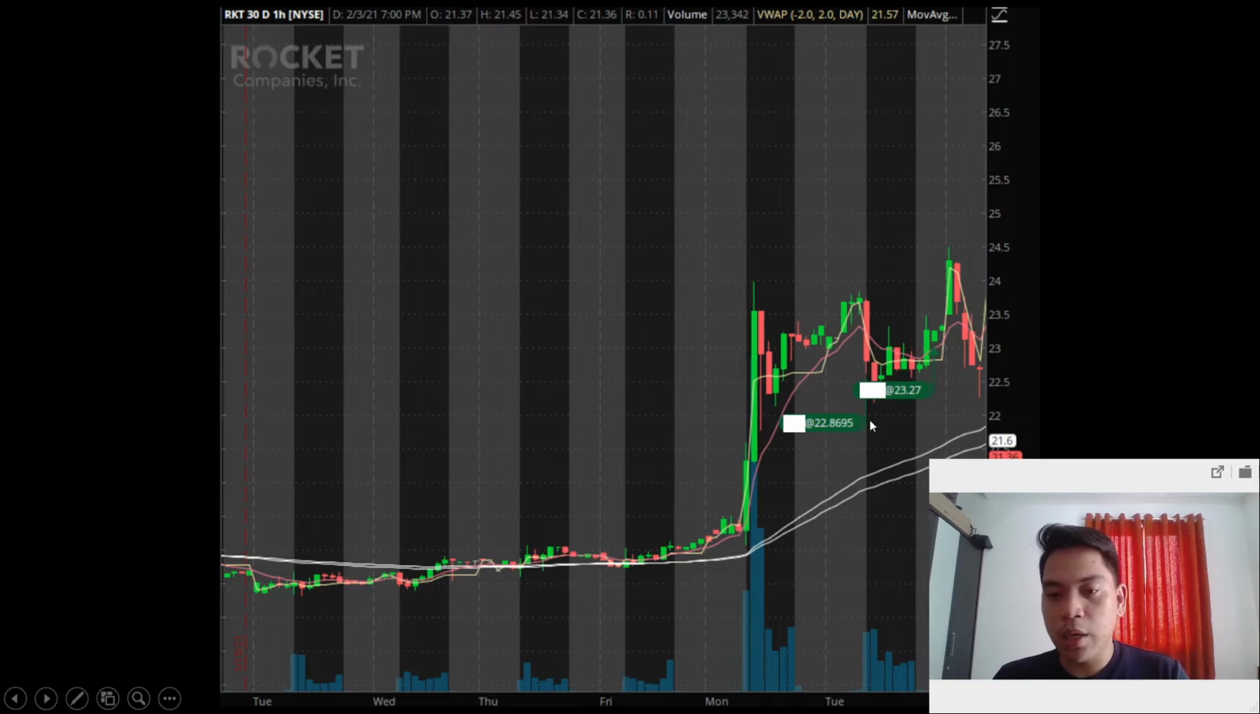Next is RKT. As you can see here, I'm now adding. So from 22.86, right around this candle, it looked like it was holding that level. So I added after hours, 23.27. And as you can see here, after entering this, I already had my stop right around 22 and was letting the price prove if I'm correct or not.